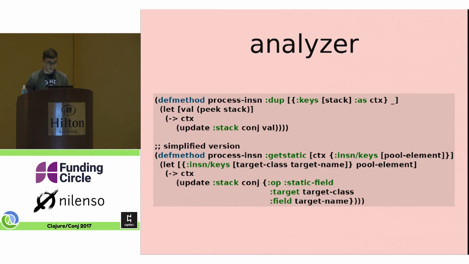For the dup bytecode, we just pick the value of the virtual stack and update this stack, adding the same value on top of it. For the getstatic operation, which maps to a static field access, we retrieve the target class and the target name out of the pool element. And we just generate this MapOp static field node, which represents this static field access, and we push that onto the virtual stack.